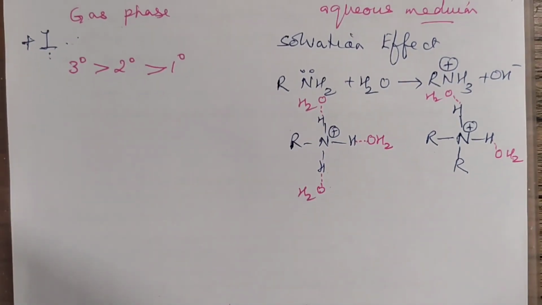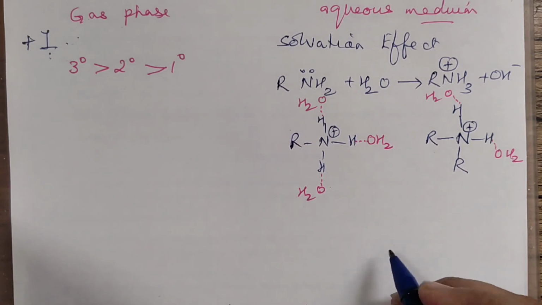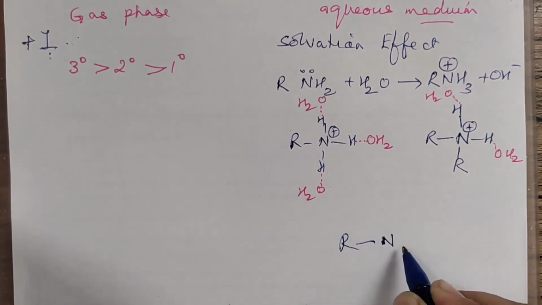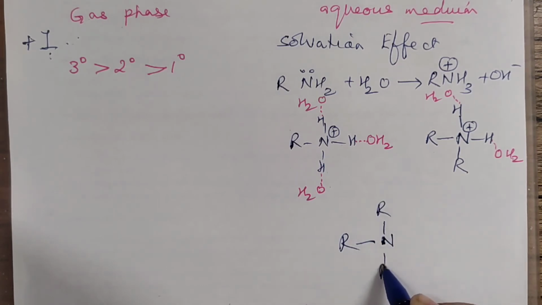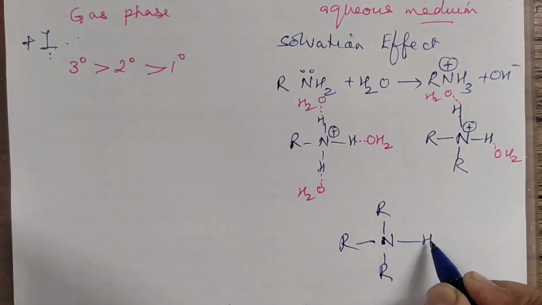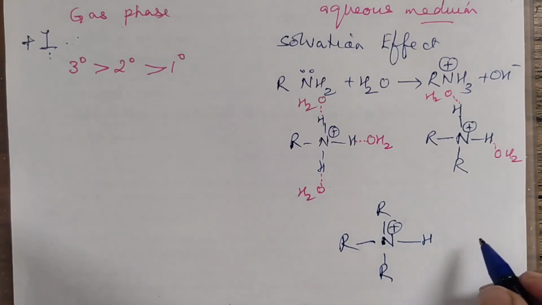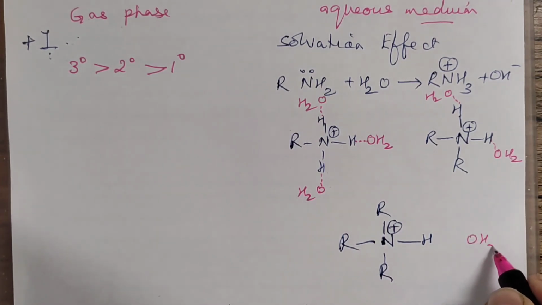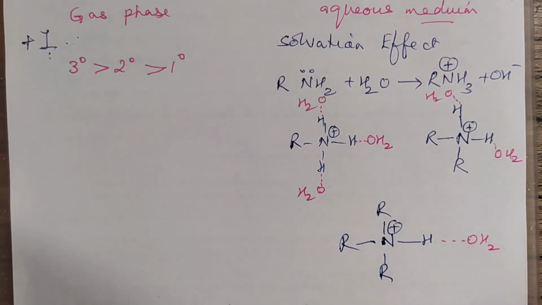Let me draw for the tertiary also. If it is tertiary, then the ion would have been N, R, R, R, 1 H. So only 1 H would have been possible in that case. That means only 1 water molecule would have surrounded this, so the hydration would have been least.